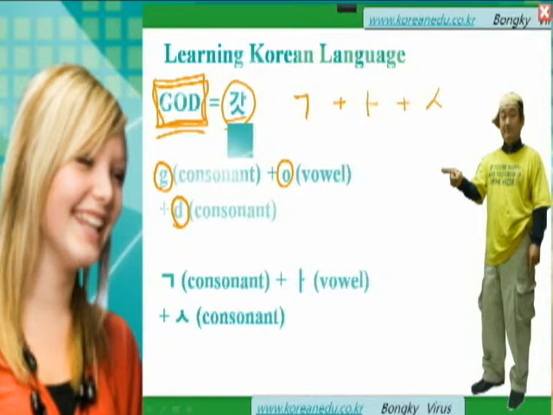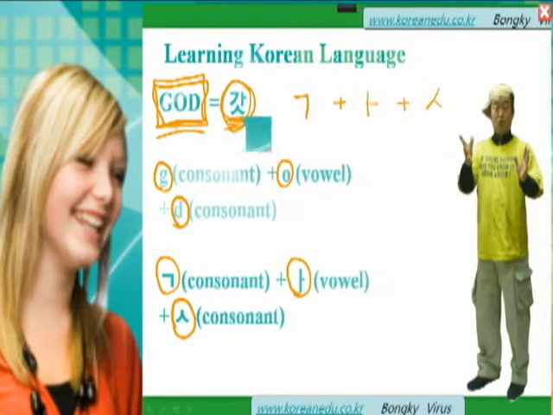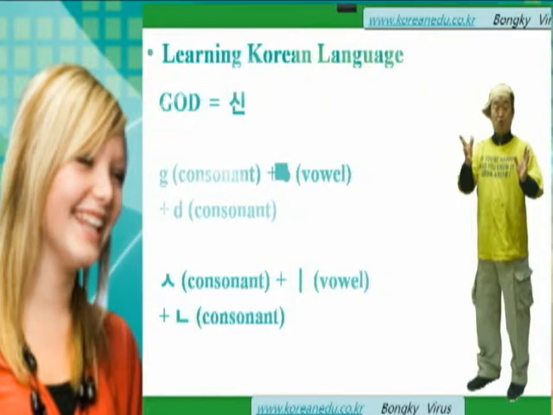Let's see the Korean alphabet. The consonant 기역 plus vowel a plus again consonant 시옷. These three alphabets compound together and make the sound God. When you write it, you write it this way. Yes. Okay, do you want to see one more example?